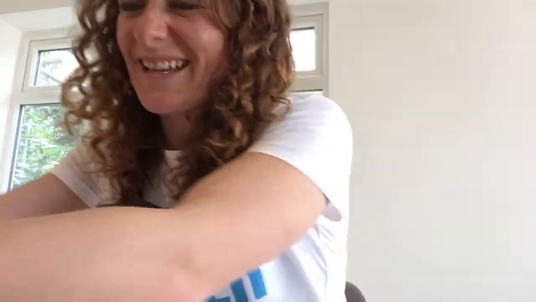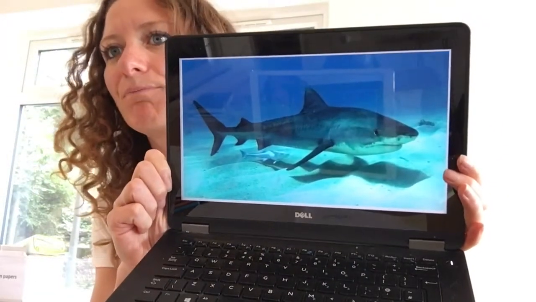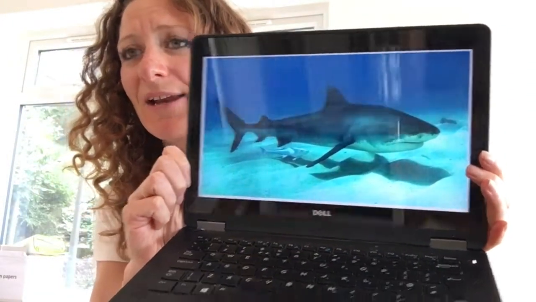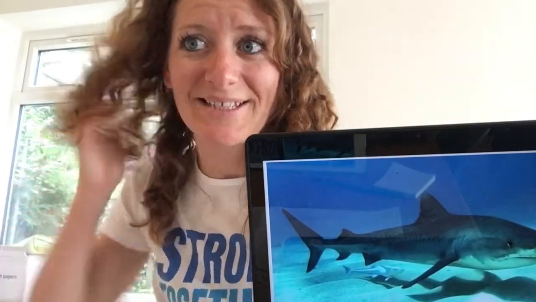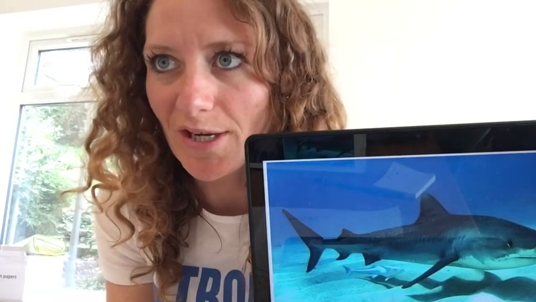Right, the next animal that we're going to have a look at is even more terrifying. It's amazing actually that I'm still alive, having lived on Fraser Island for so long. And what we're going to have a look at is this guy, okay? So this is a bull shark. Now, bull sharks are the biggest, baddest sharks in the water.